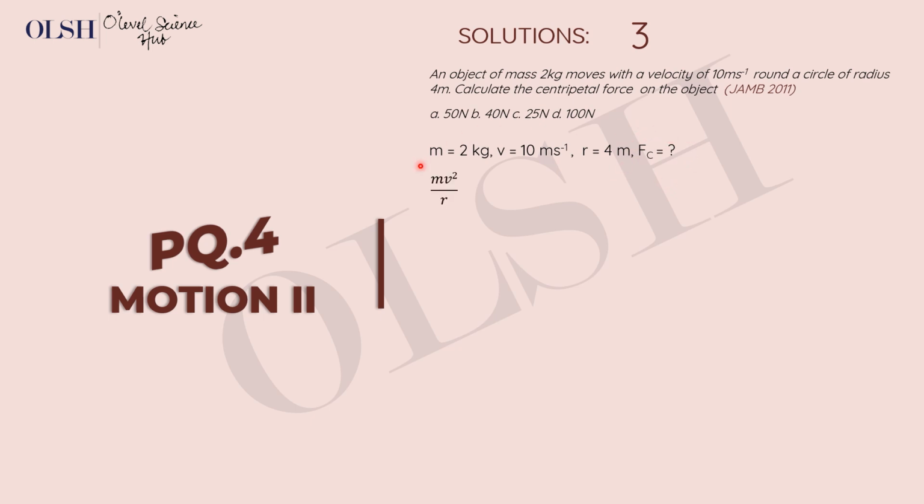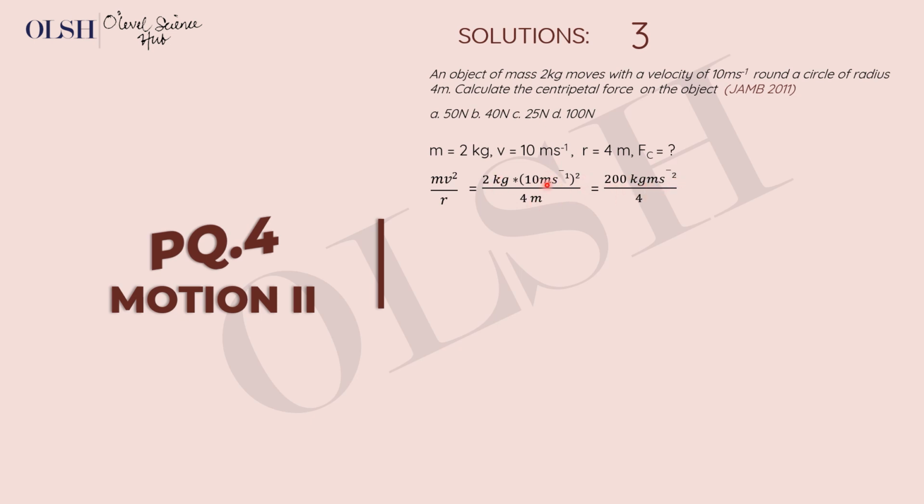So, of course, we know the formula for centripetal force is mv squared over r. So we have our mass, we have our velocity, and we have our radius. So all we need to do is just put in our parameters and solve for an answer. So we have mass 2 kg times 10 meters per second all squared divided by 4 meters. Okay, so we have 2 kg times 10 should be 200 kilogram meters per second squared.